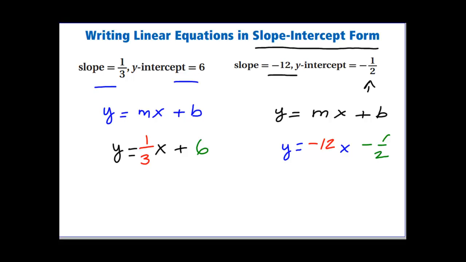So I can rewrite it, y equals negative 12x minus 1/2, and now I have the linear equation written in slope-intercept form based on the given negative 12 and negative 1/2. So when writing, if we're told what the slope and the y-intercept is, it becomes just being able to substitute those values into the correct positions.